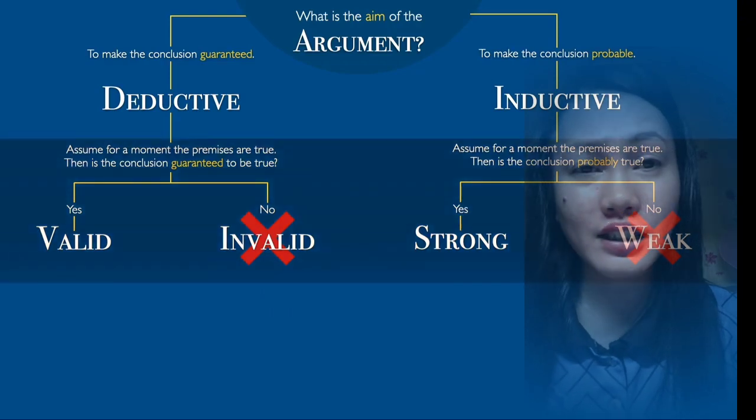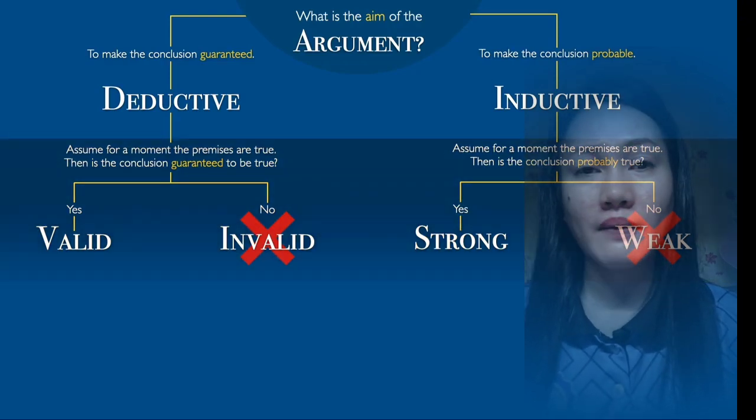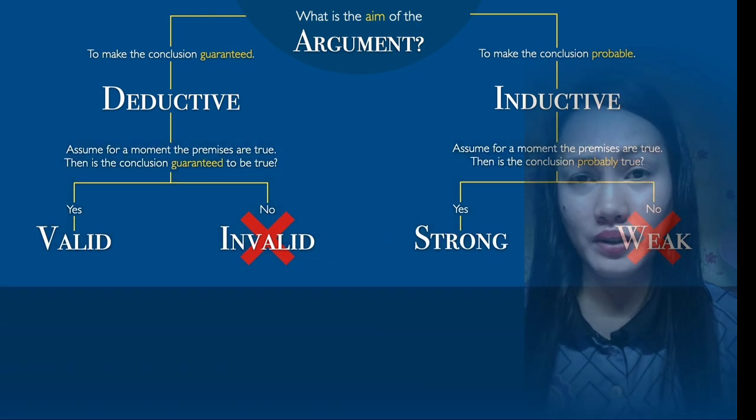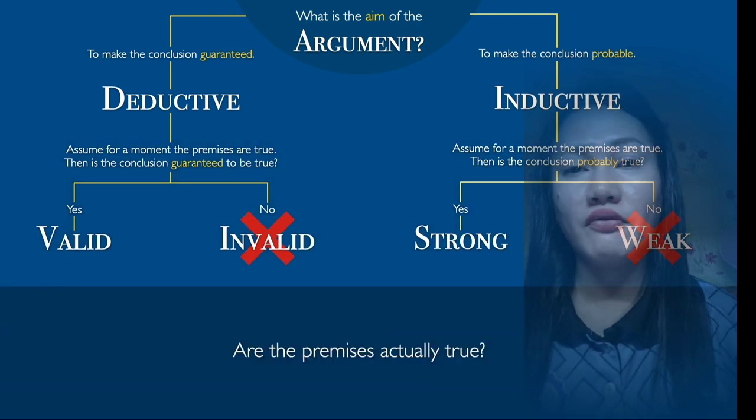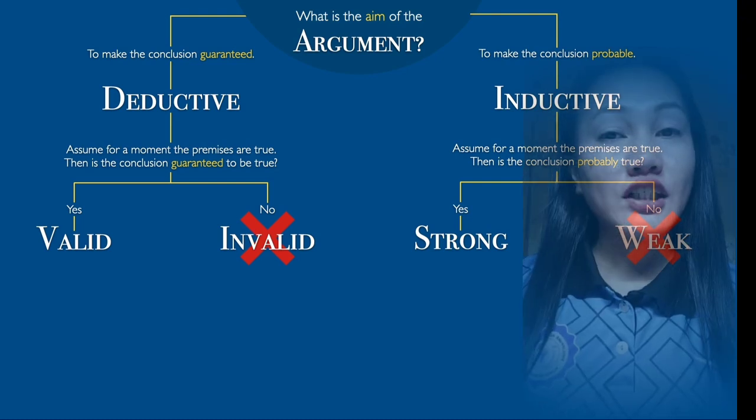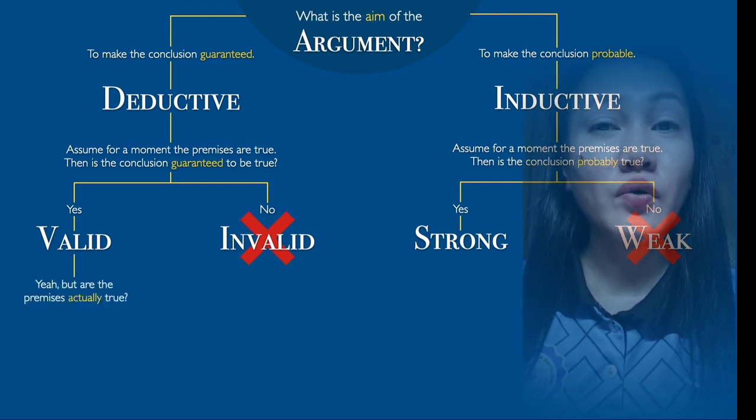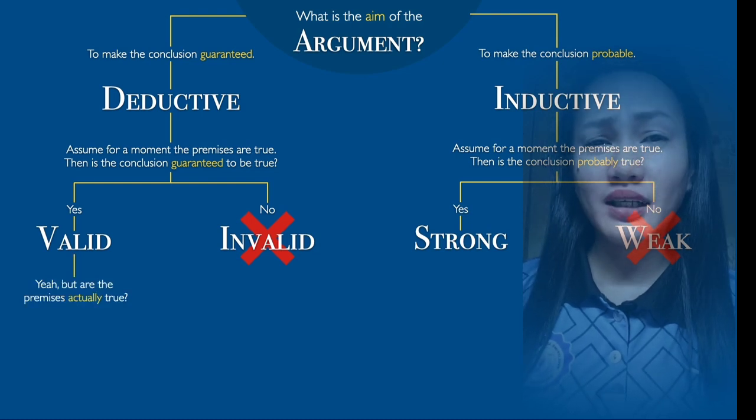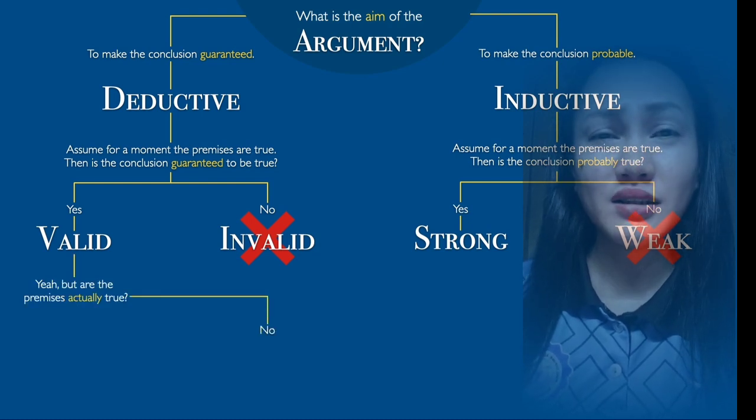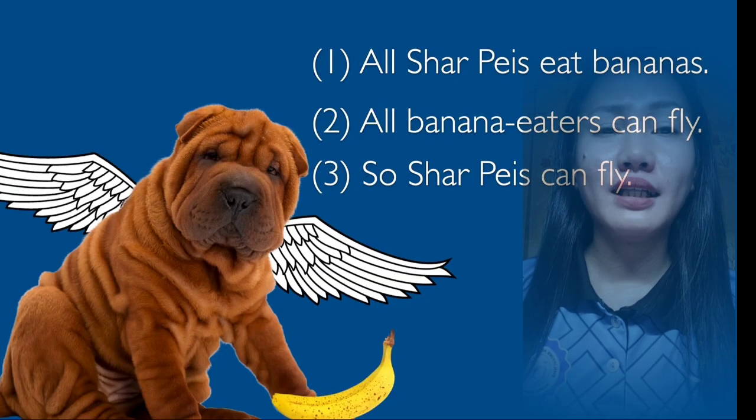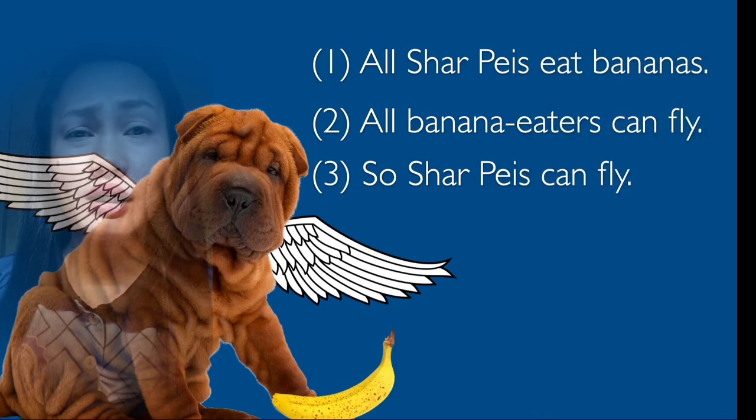So, back to the flowchart. Here in this layer, we're checking the reasoning. But as we've seen, there is more to an argument than just the reasoning. We also need to check whether the premises are actually true. So if an argument is valid, we need to keep going and ask, but are the premises actually true?